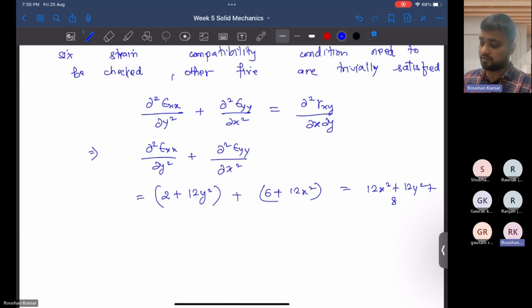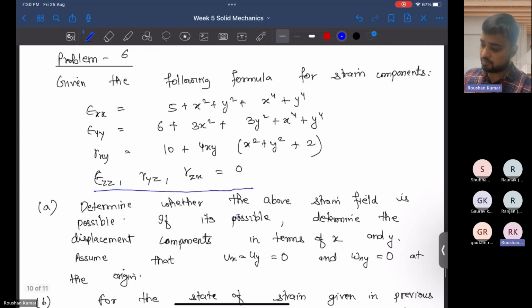This is the LHS. Now coming to the RHS part, that is ∂²γxy/∂x∂y. So first we have to take the derivative with respect to x and then with respect to y. If we take the derivative with respect to x, then it will give us 12x²y plus 4xy, then 4y³, 12x²y, then 4x³, sorry, 4y³, and then with respect to y will give us 12y².